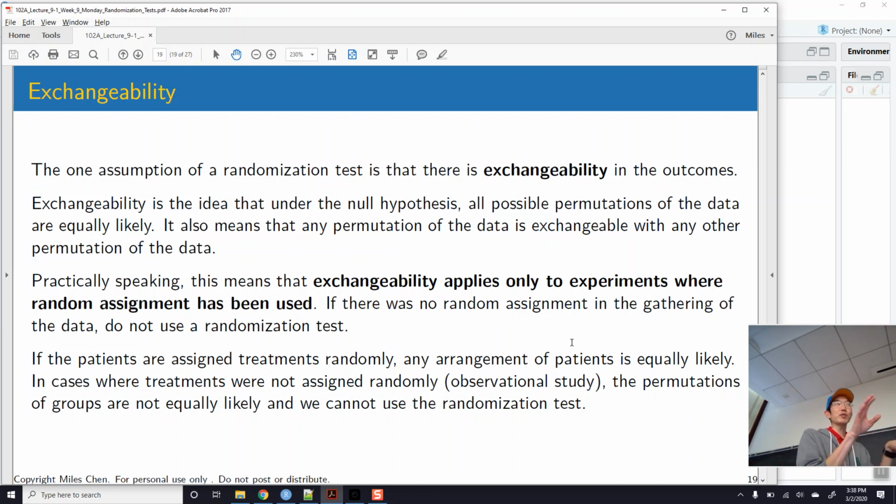When you do random assignment of treatments, it is reasonable to say, had I done the random assignment on another day, I could have ended up with totally different random assignments. That's a reasonable thing to say, okay? But people's preferences and survey information in an observational study are not exchangeable, okay? So if you did not do random assignment as part of the data gathering process, don't use a randomization test. That's kind of your key idea here.